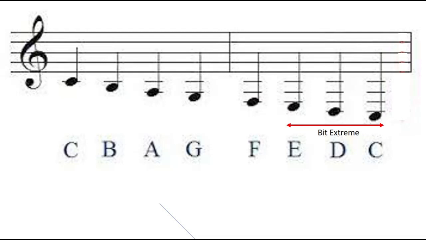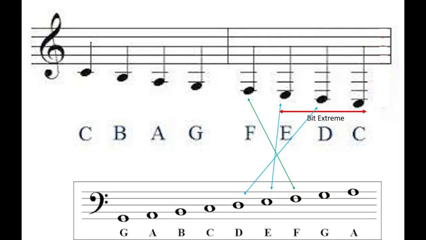When notes in the treble clef are getting real low into bass territory, we use bass clef notes instead. These are the same exact notes. It is just easier to read when the notes are actually on the stave. We all prefer it this way.